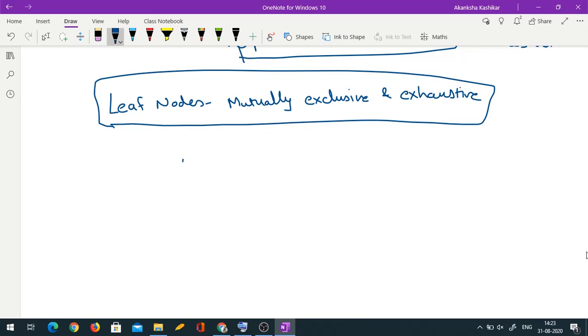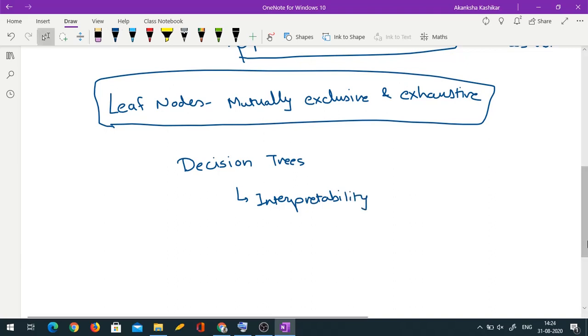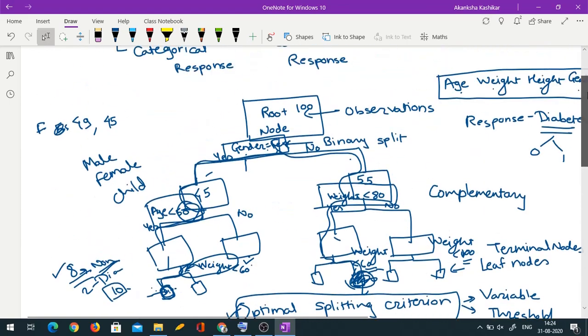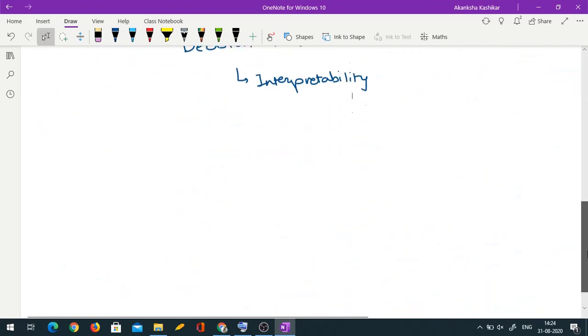Trees are widely used. They are also called decision trees. They are widely used for their interpretability. The major reason for wide use is their interpretability. Now, what does interpretable mean? Suppose I focus on one split.